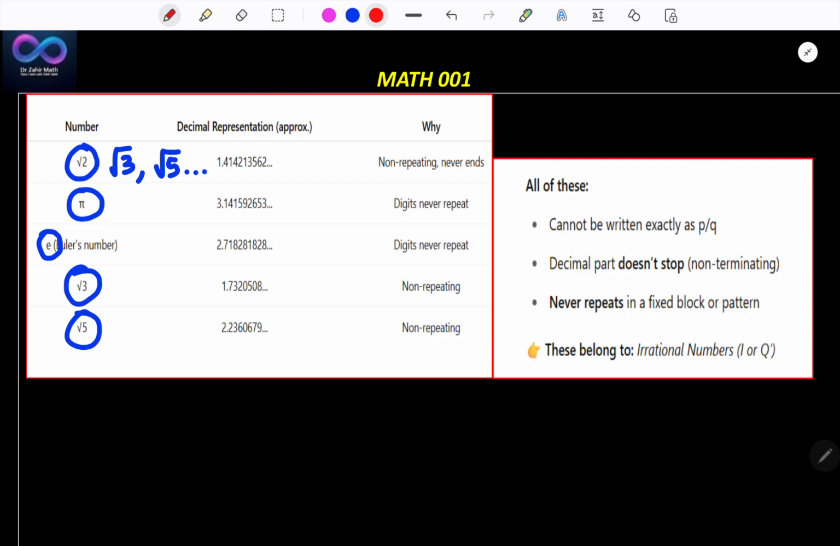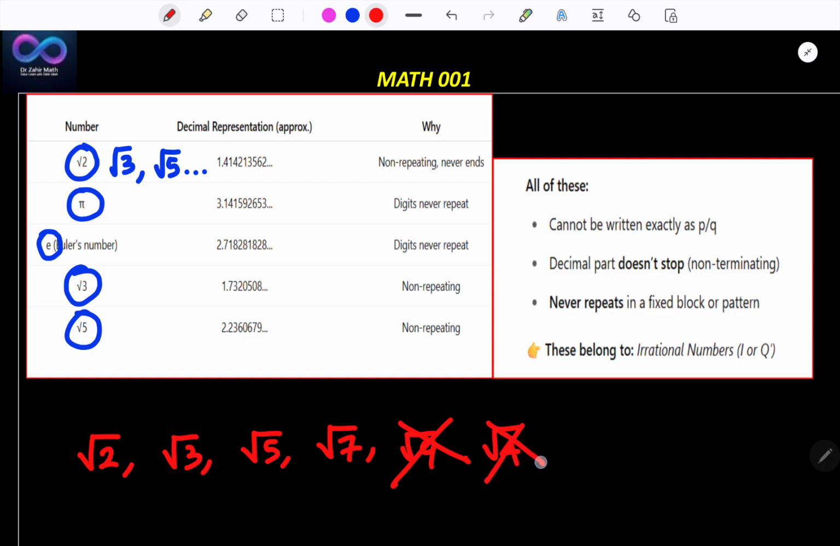So it means what? You have the square root of 2, square root of 3, square root of 5, square root of 7; square root of 9 will not come. Keep in your mind, square root of 4 will not come. Why? Because this is equal to 3, this is equal to 2. So square root of 10, square root of 11, these are all called irrational numbers.